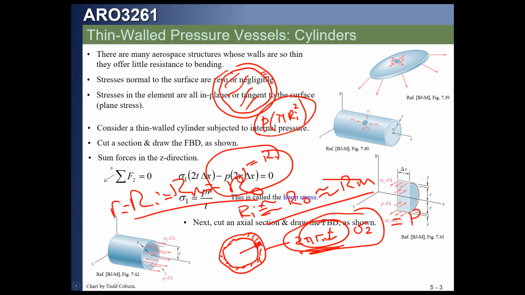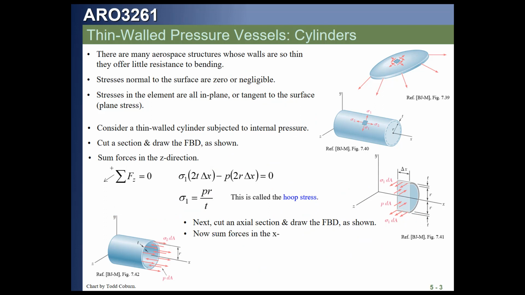So if we sum our forces in the axial direction, we're going to see that 2 pi RT, once again that's the midplane radius, minus p pi r squared, that's the inner radius, is equal to 0. We're going to pretend that those two r's are roughly the same, and that allows us to develop this equation. This is the equation for the longitudinal stress. So we see these two stresses: we've got the hoop stress and we've got the longitudinal stress.